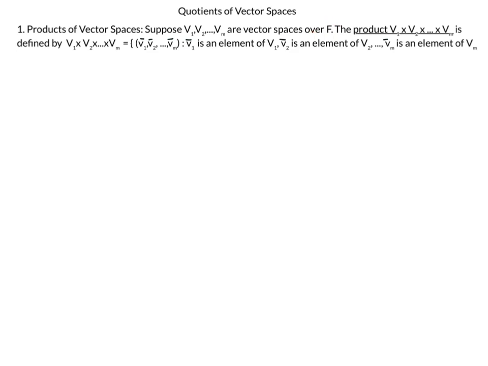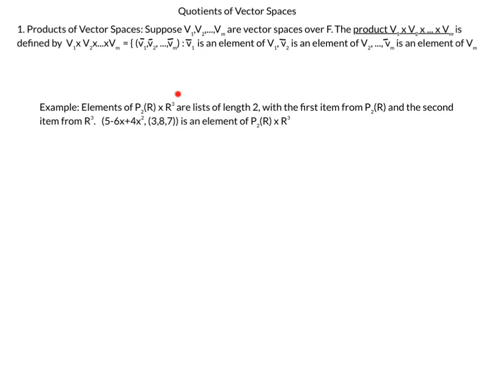Then the product V1 cross V2 cross up to cross Vm is defined by vectors v1, which comes from vector space 1, vector v2, which comes from vector space 2, all the way up to the last of the m-tuple, vm, which comes from vector space m.